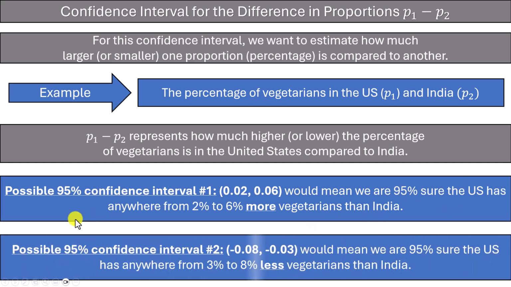A more likely result would be something like this. So let's say we have negative numbers in our interval. Let's say we have negative 0.08 to negative 0.03. Well, remember that the negative numbers actually mean that the first proportion is smaller than the second proportion. So we would say that we are 95% sure that the United States has anywhere from 3% to 8% less vegetarians than India. So the main thing to keep in mind here is that any of the numbers we have in our confidence interval are telling us the comparison value, how much larger or smaller one proportion is compared to the other.